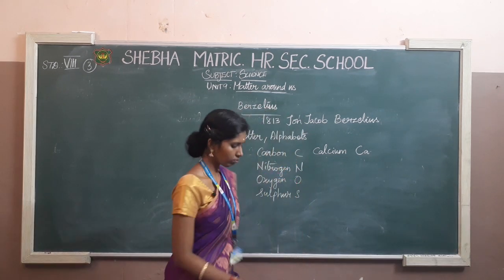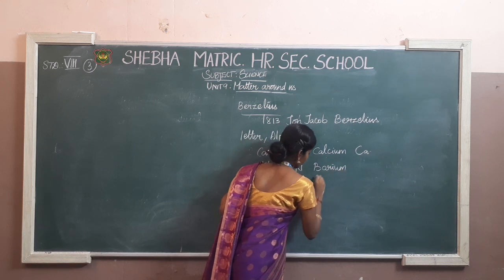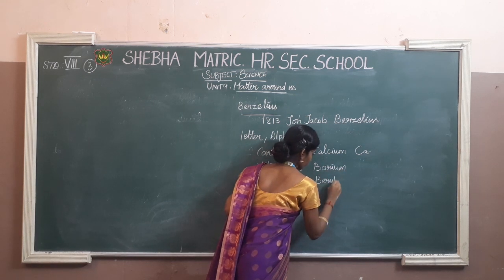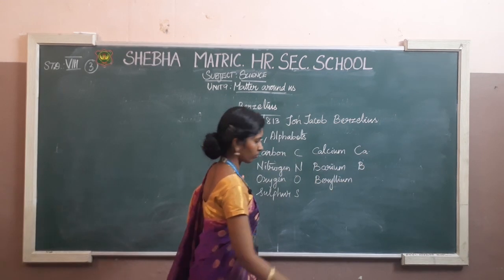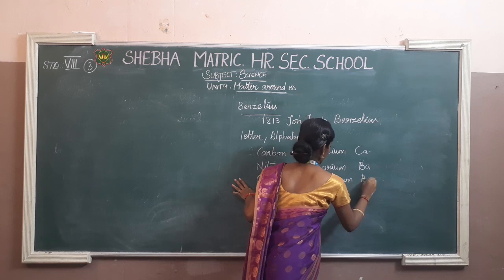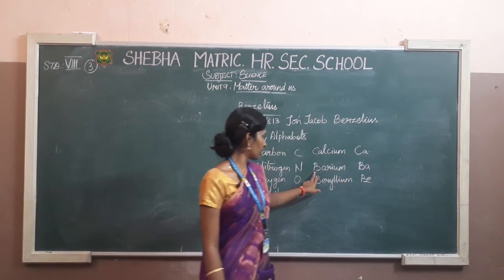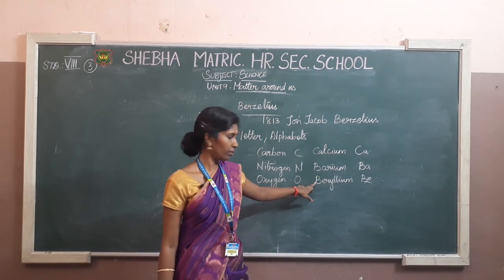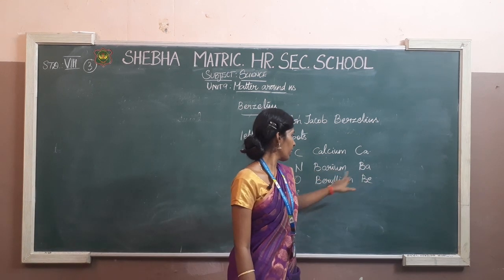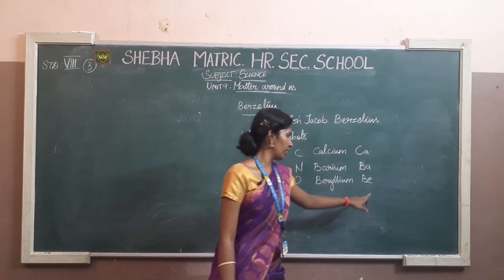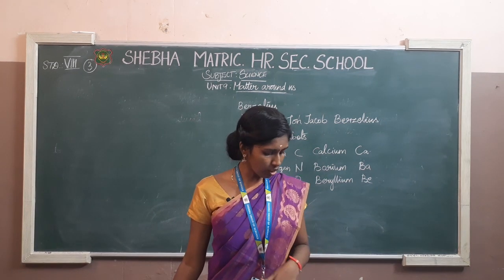So this one is barium, and another one is beryllium. The first one is the same alphabetic symbol, and the second one is different. So barium is Ba and beryllium is Be. It will be changed. So after that, day by day it also changes.